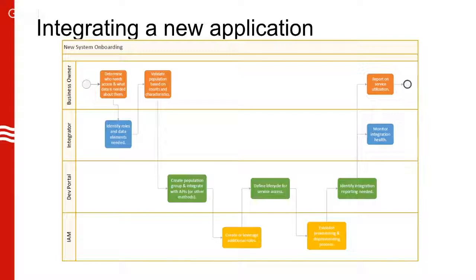So the first questions that a business owner bringing a new system on might ask are things like, who needs to access this service, and what data do we need to know about them in order to have this service function effectively? So an important thing that we think about with this idea of a role catalog is around picking populations. How do I actually express the roles that need to have access to my service?